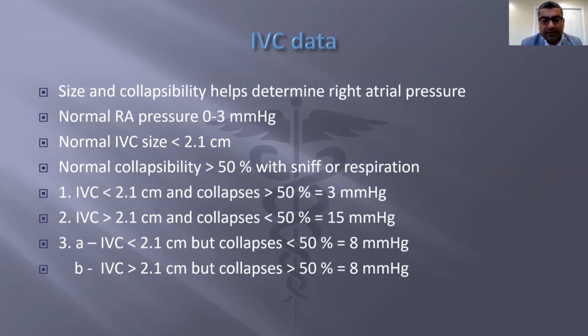We used to have different numbers before, and everybody thought it was 5, 10, 15, but somehow more data came out and it shows 3, 8, and 15 is more accurate with right heart cath numbers. The IVC more than 2.1, but does have collapse of more than 50%, is usually 8. And that's for most patients, not for younger people who can have 3 millimeters of mercury with the same IVC size and more collapse.